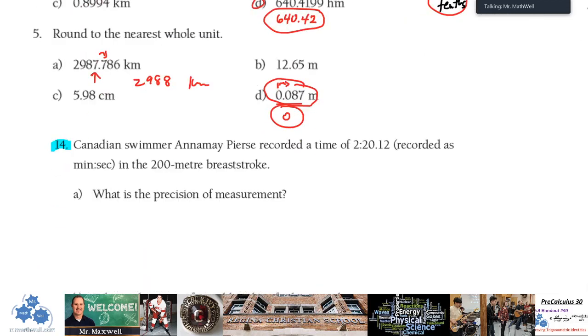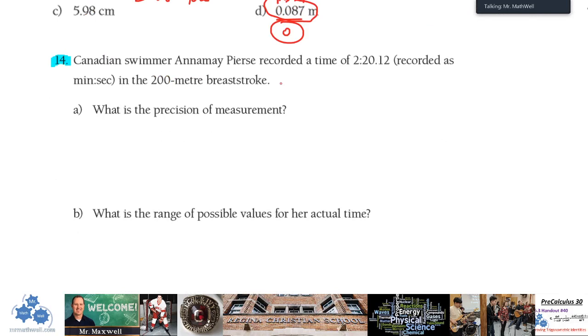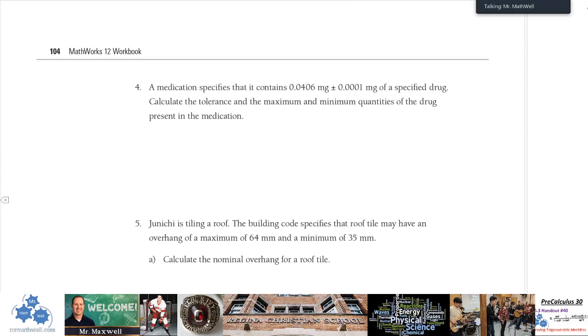Okay, so here's another type of question. This is not rounding, this is not metric conversions. This is talking about precision, okay? So precision, we also talked about accuracy. Now let me get to the workbook here if I can find out, there we go.